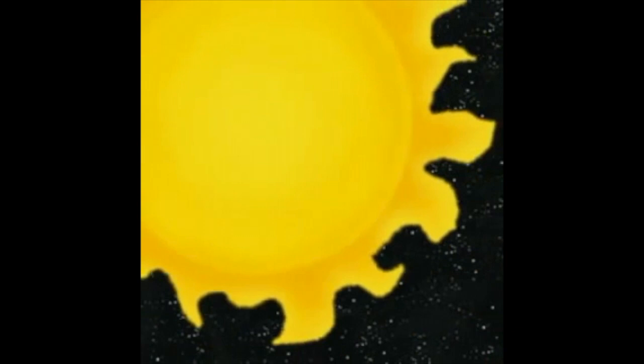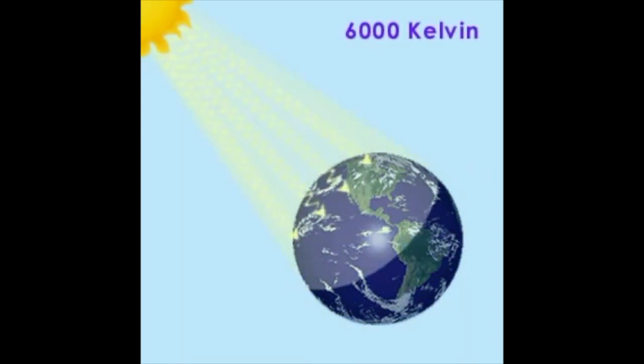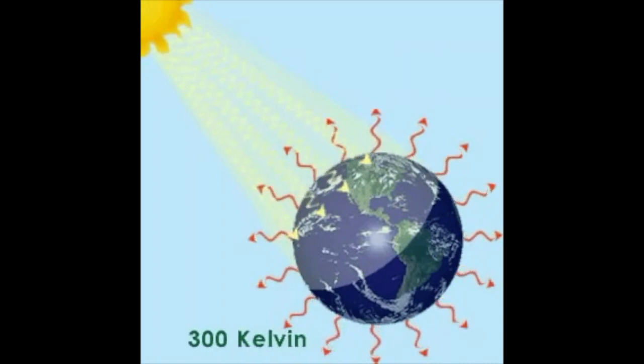In summary, the types of radiation emitted by the sun and the Earth are determined by their temperatures. The sun, which is very hot, emits high-energy shortwave radiation, while the Earth, which is much cooler, emits lower-energy long-wave radiation.